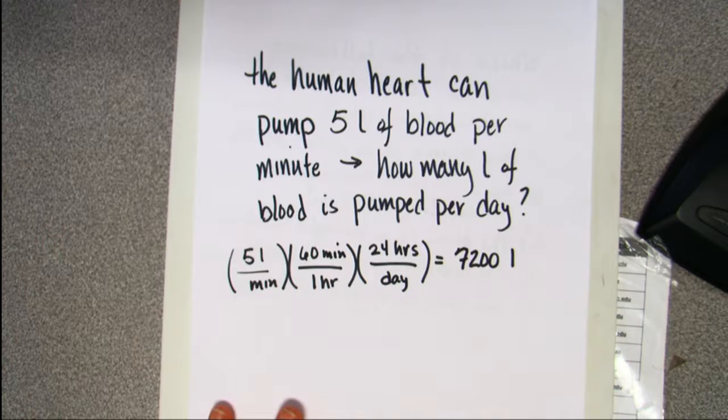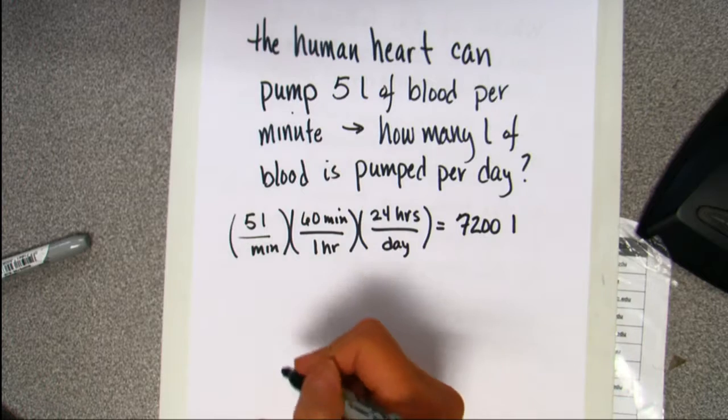And I don't know about you, but 7,200 liters isn't a number that I can kind of imagine. I sort of can, because we know what a 2-liter bottle of pop is, right? So if I did that in terms of bottles of pop, that's 3,600 2-liter bottles of pop that your heart's pumping through a day.